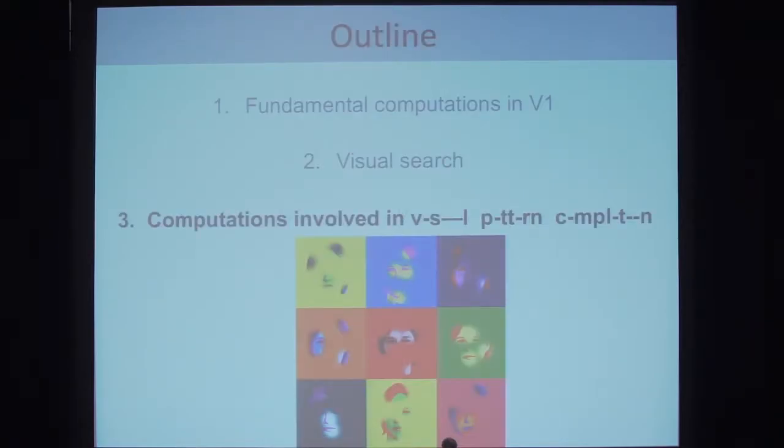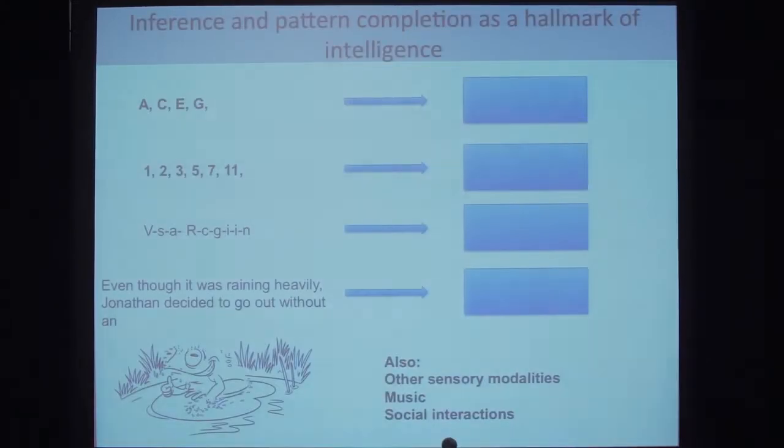So these are two examples from the bottom up, the basic computations in V1, all the way to the highest echelons of processing. And I'd like to focus lastly on a third example of how we can try to connect behavior with physiology, with computational models. And that has to do with the problem of visual pattern completion. So I think pattern completion is at the very heart of intelligence.